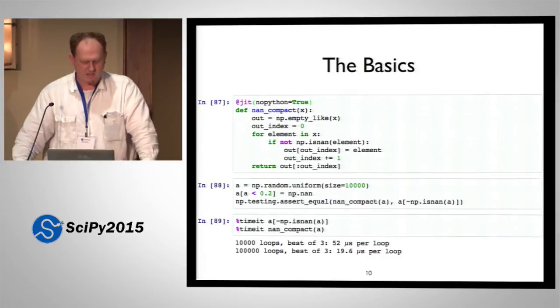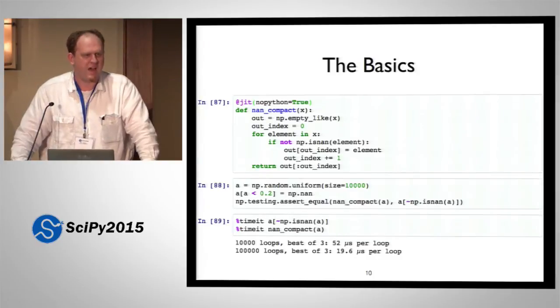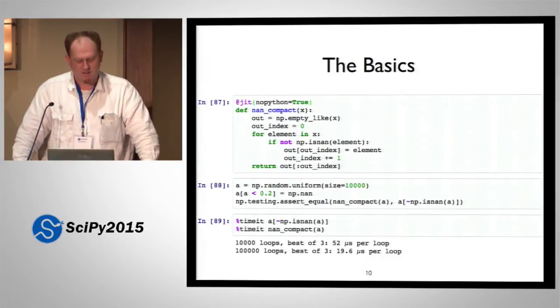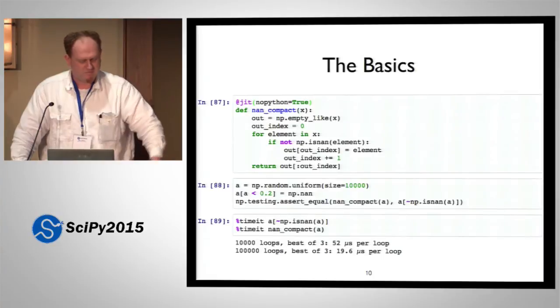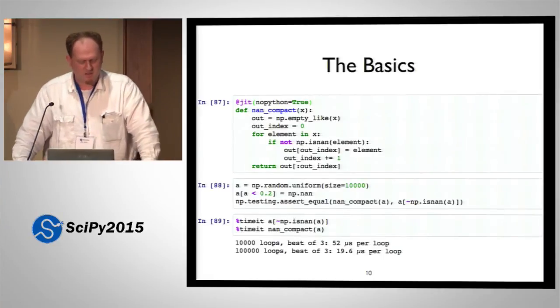So here's the basics. Here's an example function I did. This is a NaN compact. So I have a NumPy array that's got some NaNs in there. I want to get rid of them all. I want a shorter array that only contains the values that are not NaN. Here I just wrote it as a for loop to show you a simple example.